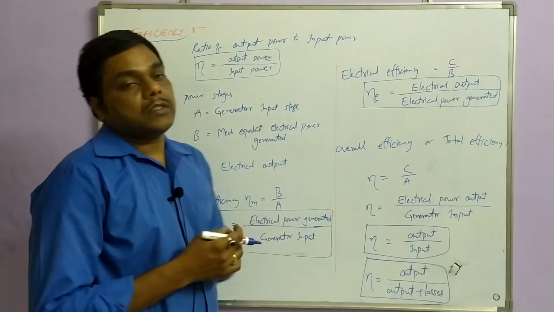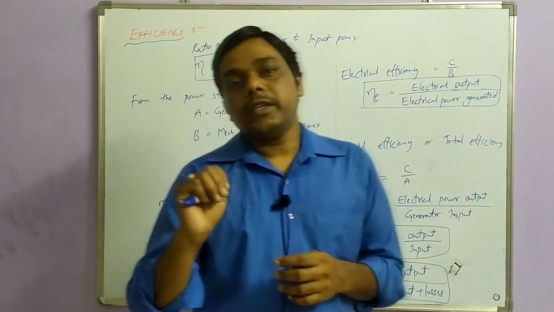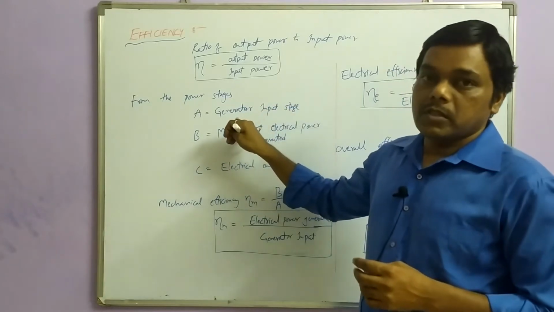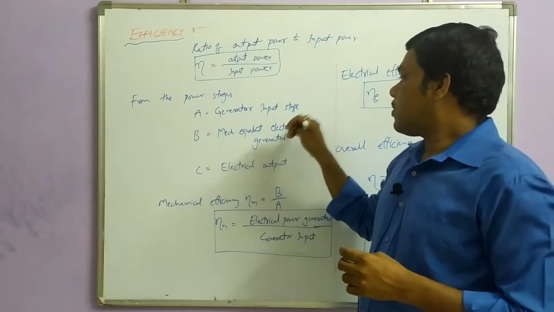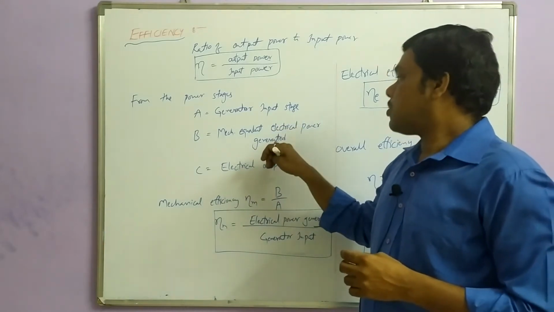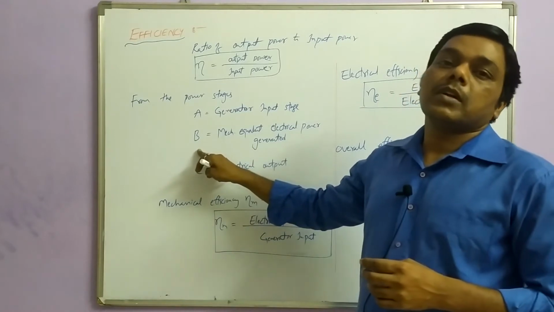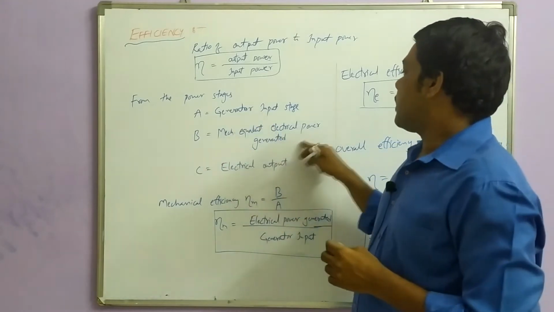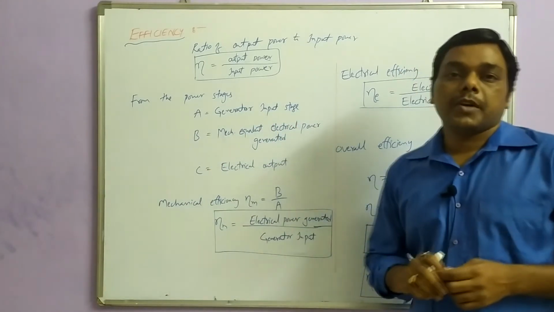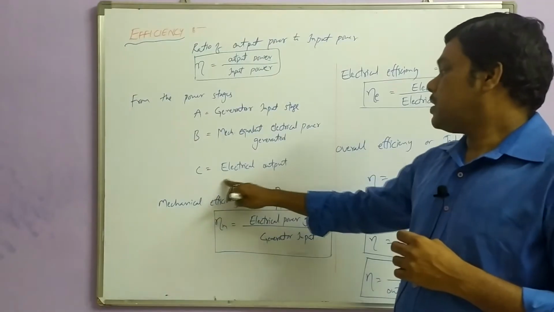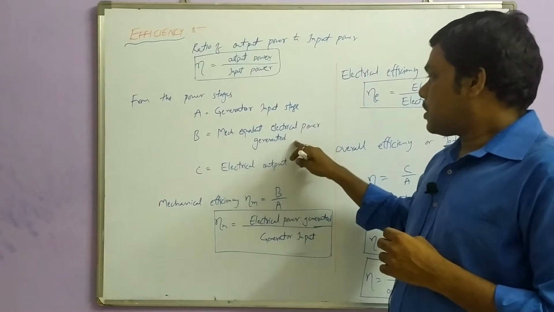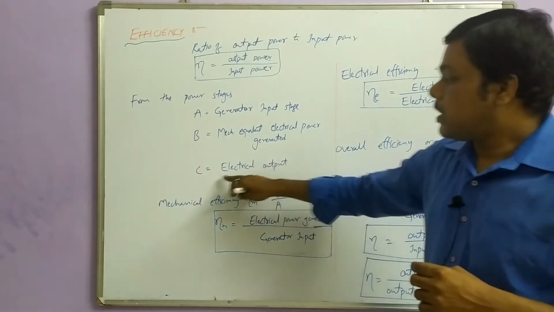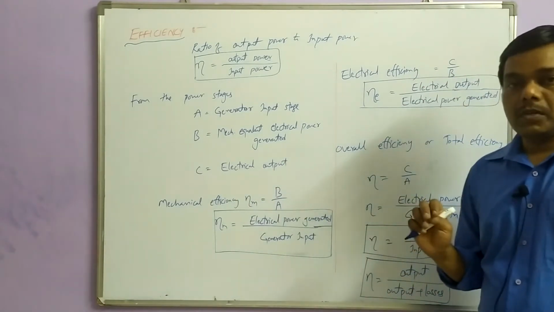But in power stages, as already discussed, we have three stages. So what are the three stages? A is the generator input. This is the first stage. And the second stage is the mechanically equivalent electrical power generated, B. After the deduction of iron and mechanical losses from the generator input, we get the mechanically equivalent electrical power generated in the armature, and the third one is the electrical output. From the second stage, we deduct the copper losses. After that, we get the electrical output power.